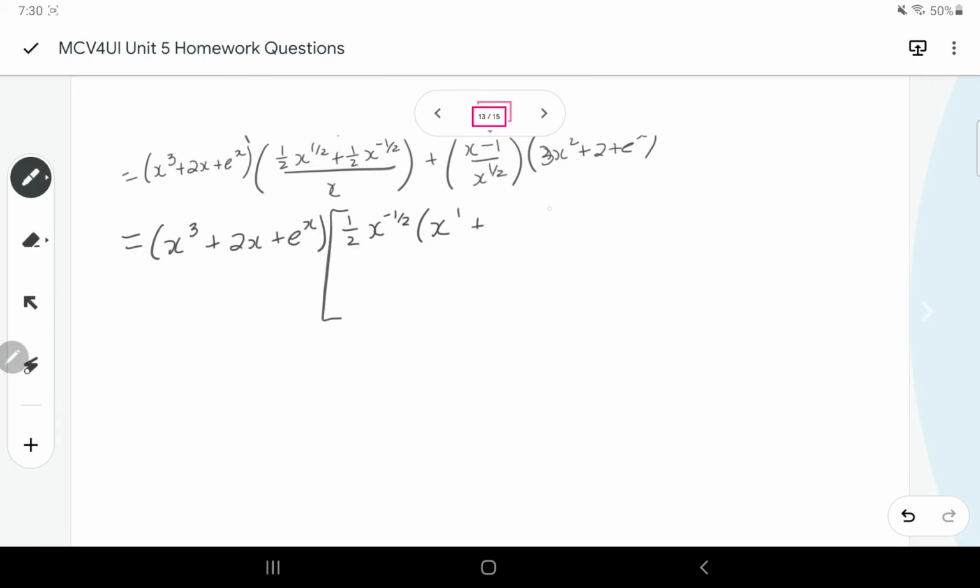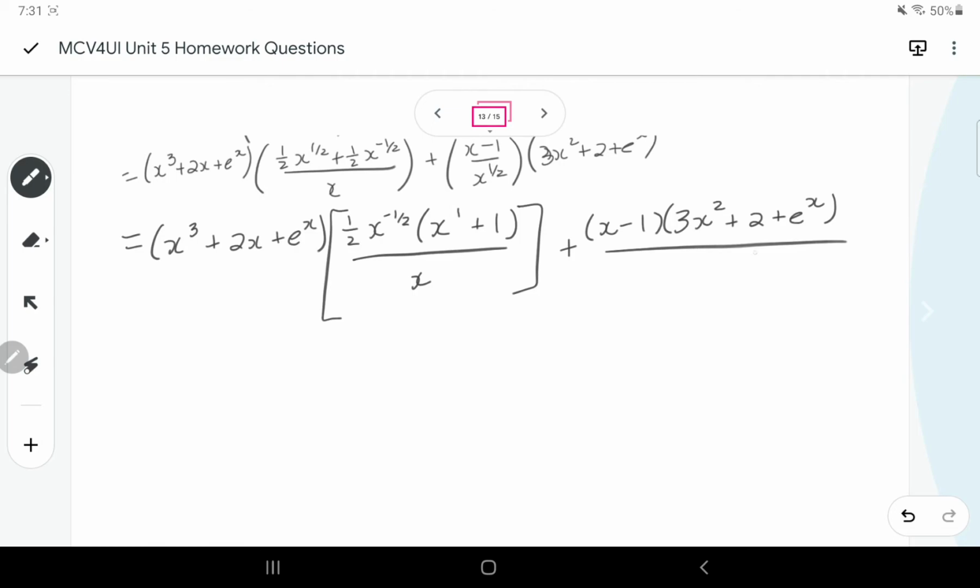And then plus that whole thing would have factored out, right? We've got a 1/2 x to the negative 1/2. That whole thing was my common factor. So that's just 1 over x on the bottom. And then here, I'm just going to keep this as is, right? This is x minus 1, 3x squared plus 2 plus e to the x over x to the 1/2.